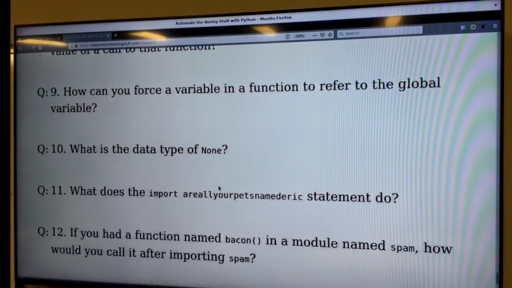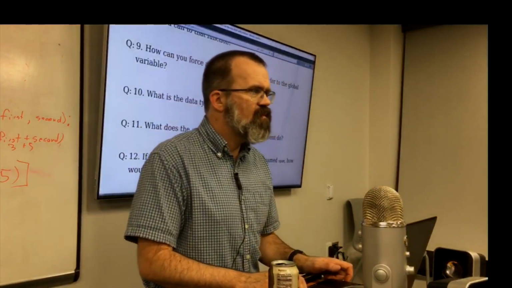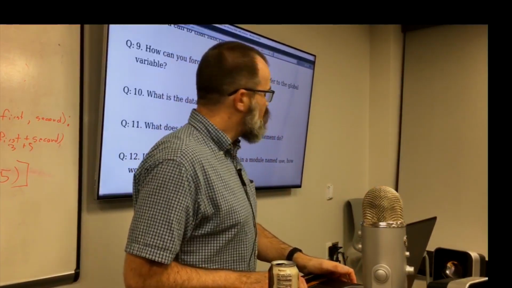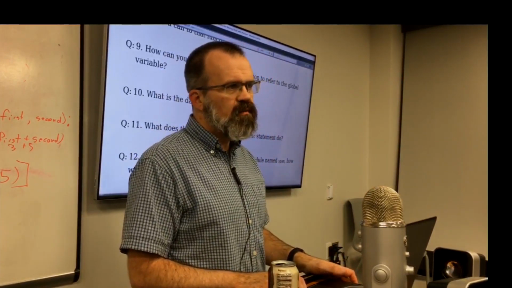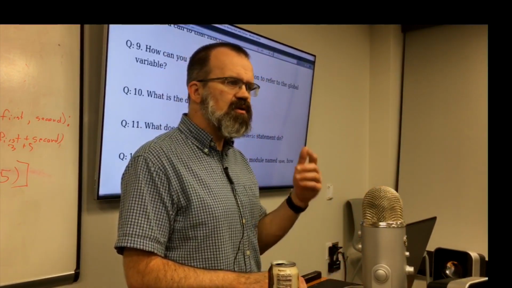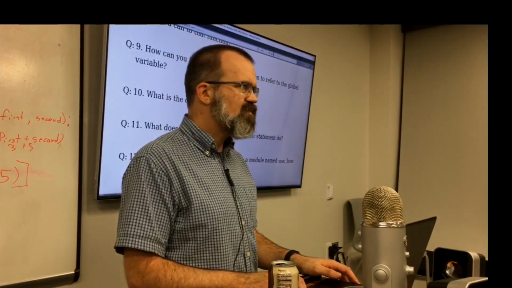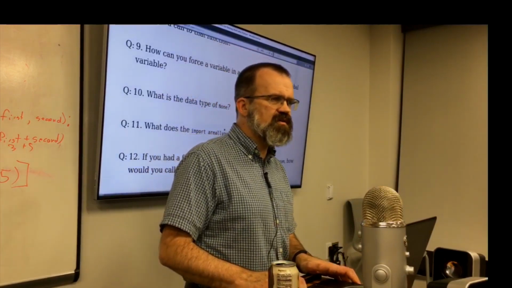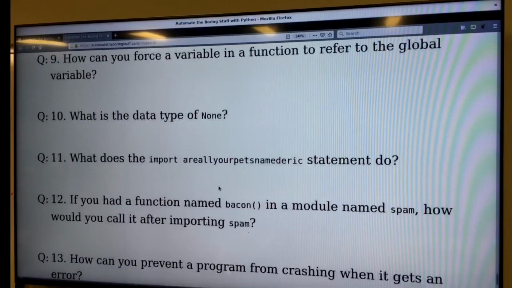How can you force a variable in a function to refer to the global variable? Global keyword. If you don't have the global keyword, you have to rely on the global variable being used before or after the function? Before, because otherwise the function will think that it is an undefined local variable.